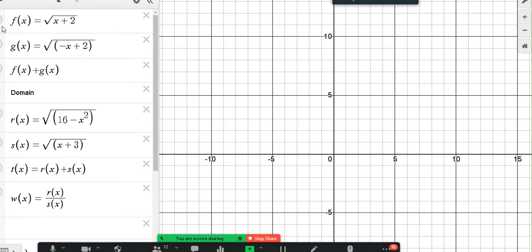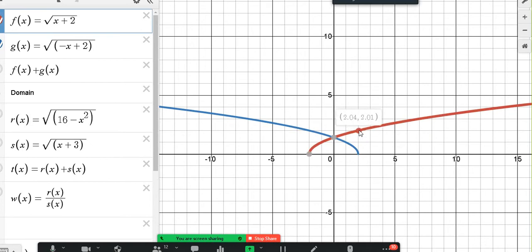Let's take a look at that one with something like this, where you've got two functions, f of x and g of x. You want to find f of 2 plus g of 2. So what you would do is you'd find these points on the graph. So the graph of f of x is this one. F of 2 is up here. So f of 2 is 2, and g of 2 is 0. So you could add those together. 2 plus 0 would be 2.